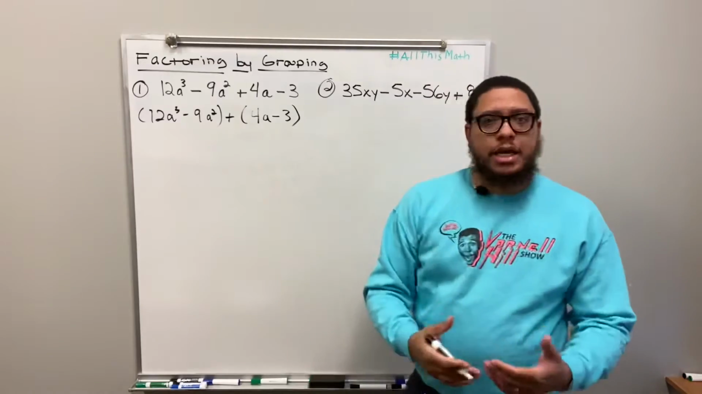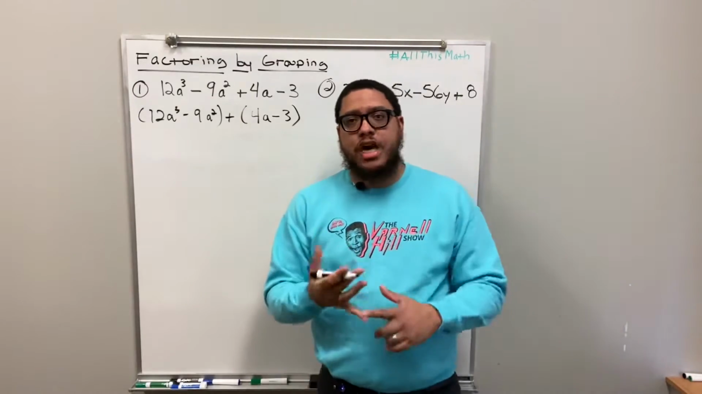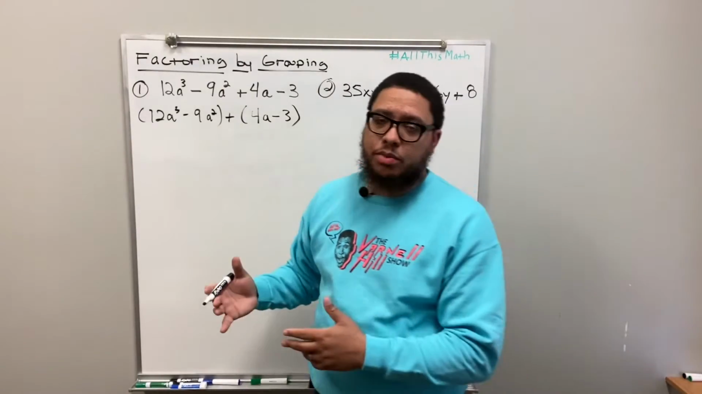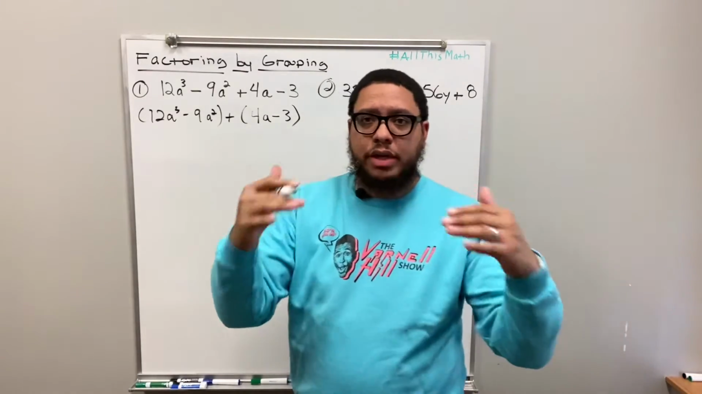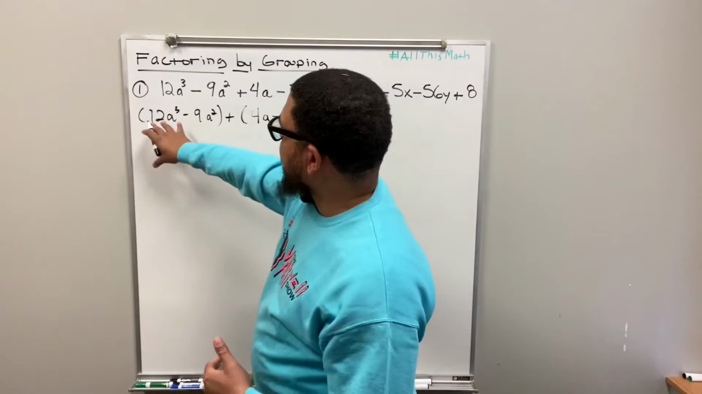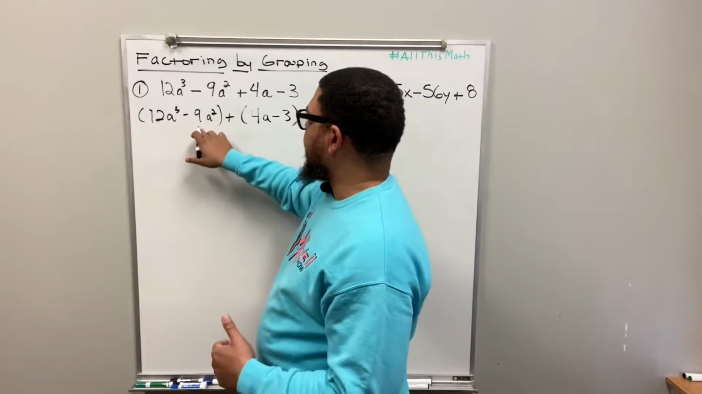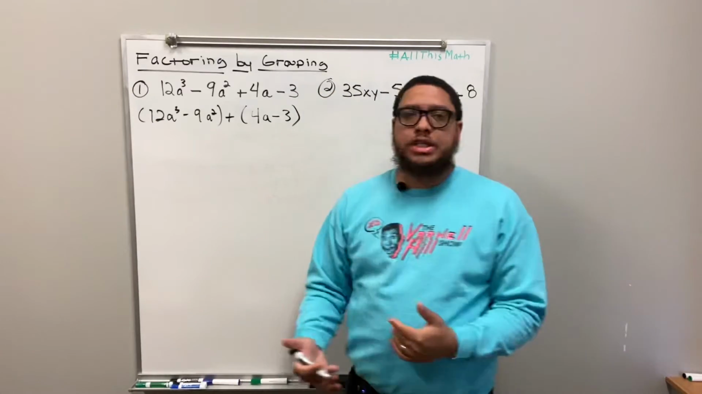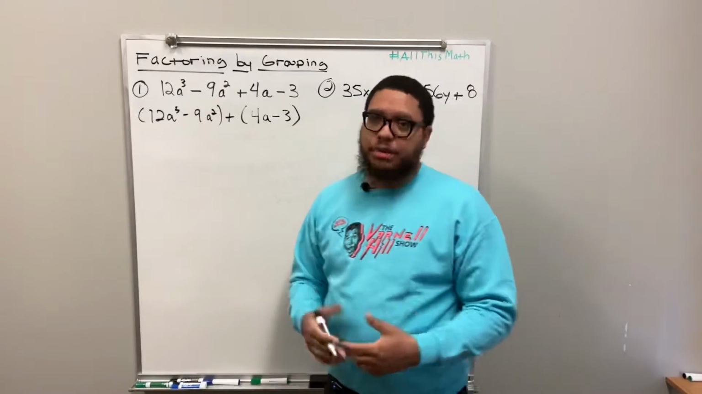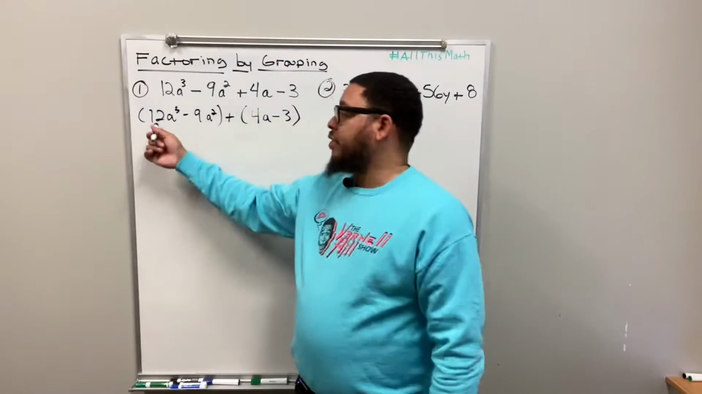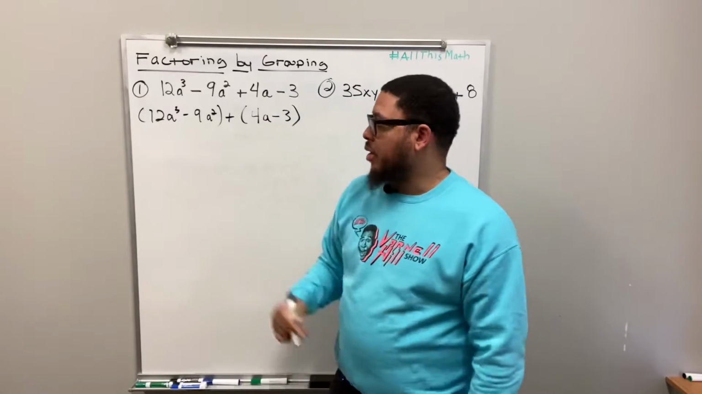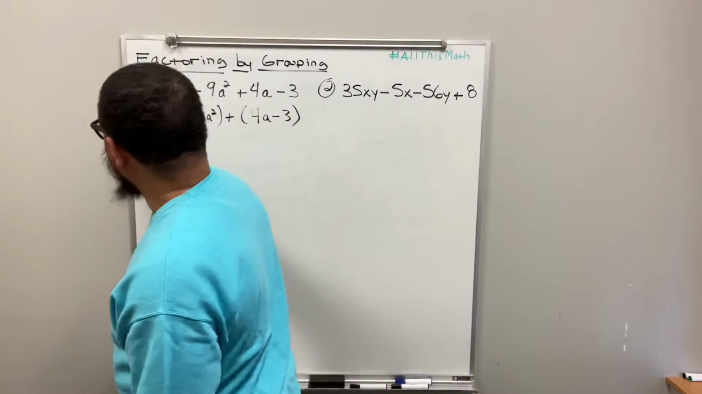So now, like I said, we have to know how to find the greatest common factor of each binomial. We have to know how to figure out what terms go inside the parentheses next to the greatest common factor. So if we look at this first group, I got a 12 and I got a negative 9. Out of those coefficients, the greatest common factor is a 3. 3 is the biggest number that can divide evenly into 12 and 9. All right, so I'm going to write my 3 down.